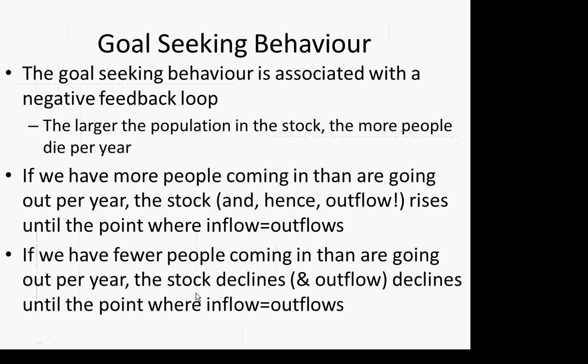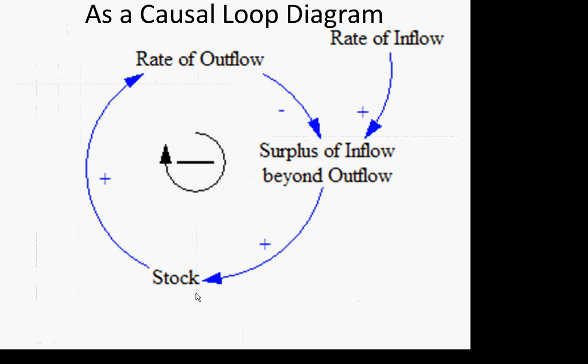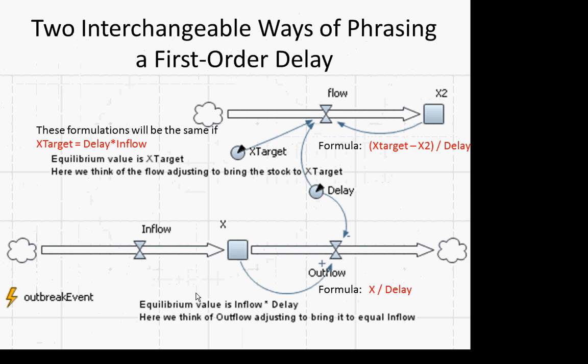So it's kind of optimizing for this balance. We have some rate of inflow, there's some surplus that increases the stock, and that leads to a higher rate of outflow. So there's this negative feedback involving outflow adjusting to inflow. Does that make sense? Okay. This is another way to view it, and you'll see first-order delays depicted on this. We're almost done with the basic understanding of first-order delays here.